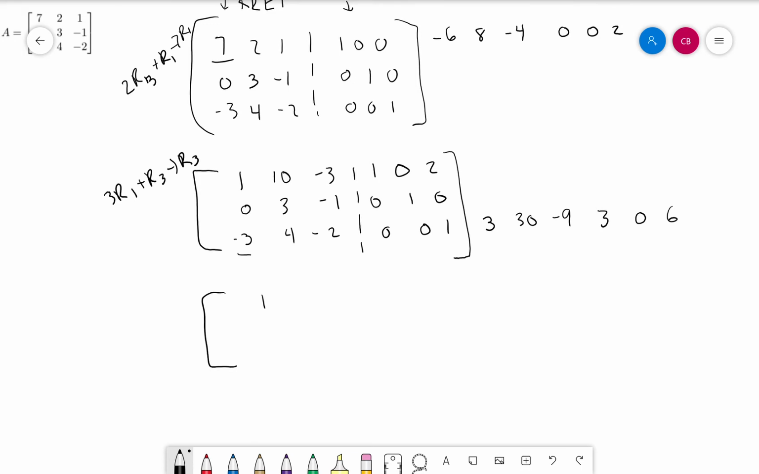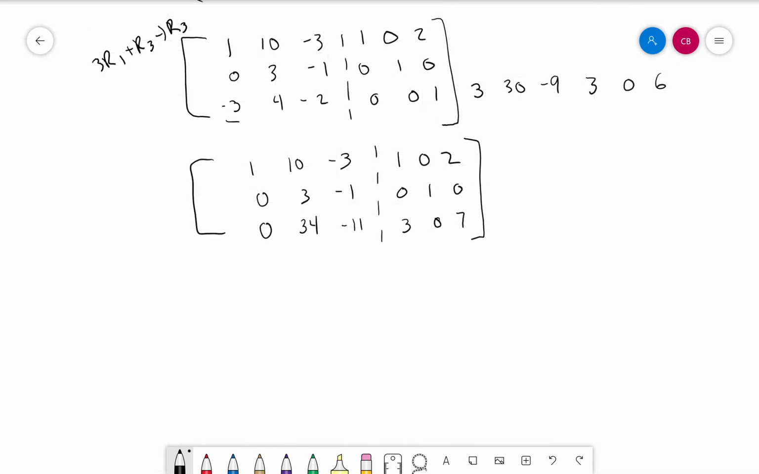So we've got 1, 10, negative 3, 1, 0, 2. We've got 0, 3, negative 1, 0, 1, 0. And then we have 0, 30, and 4 is 34. Negative 9 and negative 2 is negative 11. 0 and 3 is 3. 0 and 0 is 0. 6 and 1 is 7.